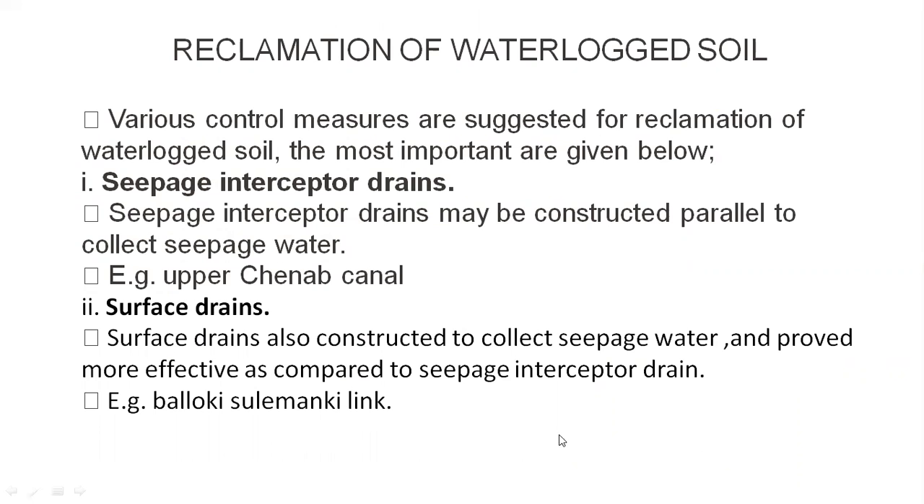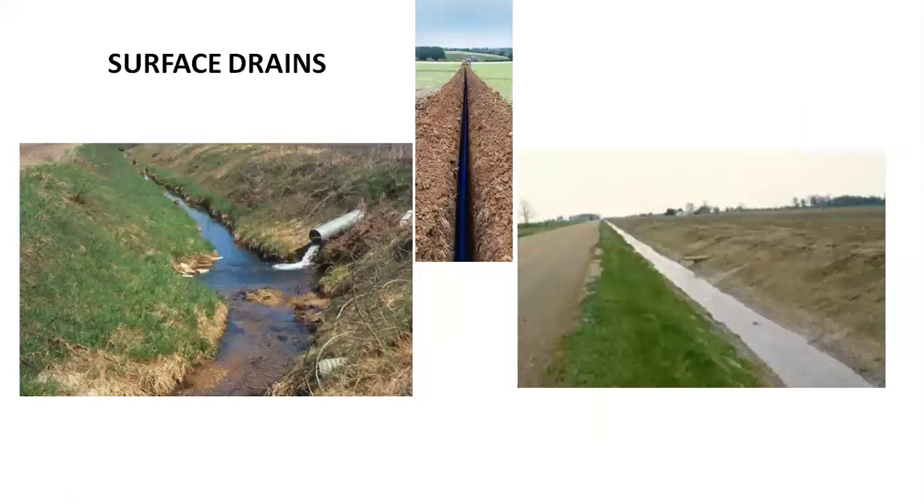Surface drains are also constructed to collect seepage water and proved more effective as compared to seepage interceptor drains. Suleimanki link is shown here. This you can see over here. These are surface drains. They are also being constructed to reduce the amount of water or to reduce the level of water logging.